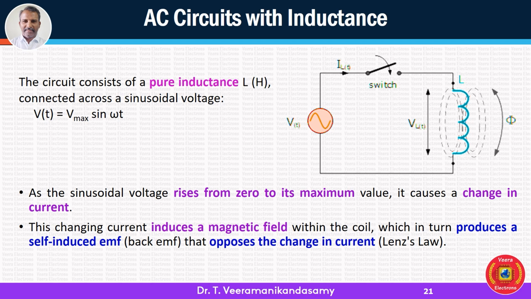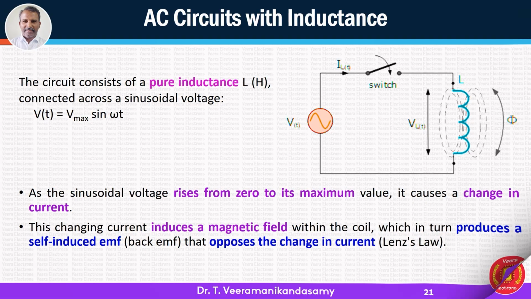Next is an AC circuit with inductance only. As the sinusoidal voltage rises, the change in current induces a magnetic field. This field generates a self-induced back EMF that opposes the change in current, following Lenz's law. The circuit consists of a pure inductance L connected across a sinusoidal voltage Vmax sin omega t.